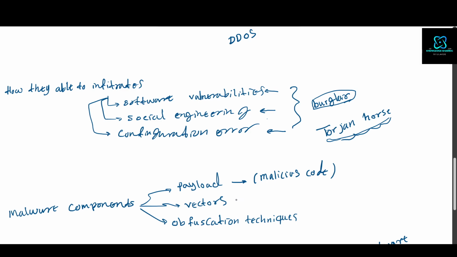Then we have vectors. It can also be called the delivery method, how to reach the target. Then we have concealment techniques or obfuscation techniques. Each malware uses various types of concealment techniques to avoid being detected.